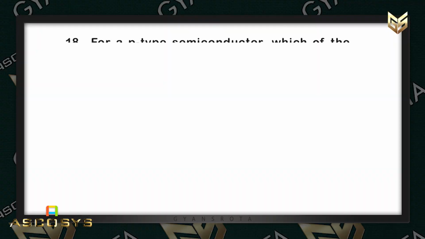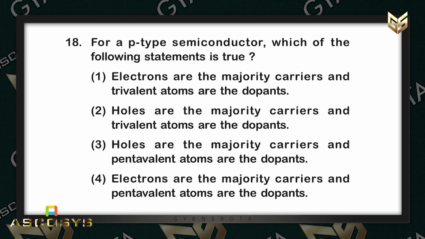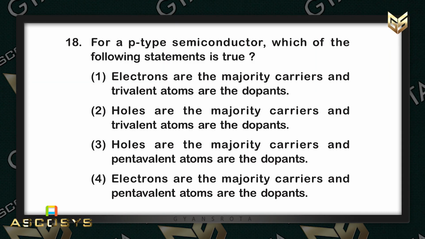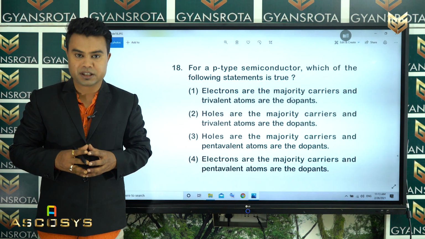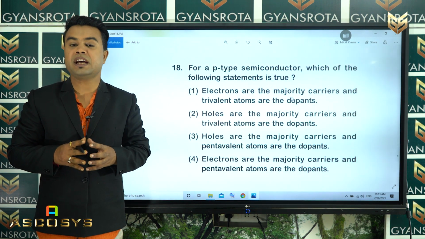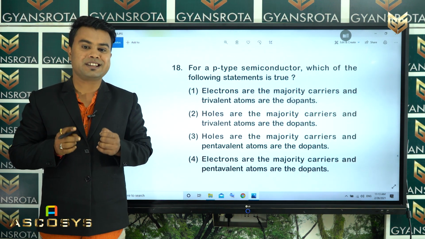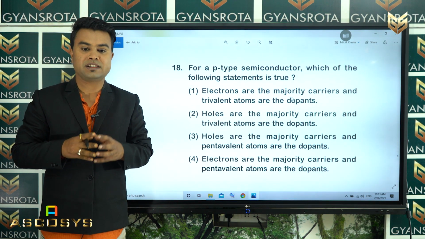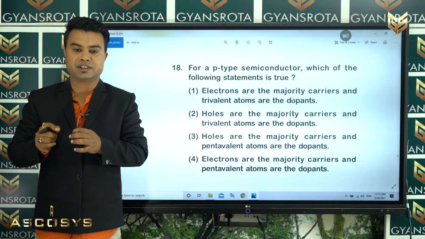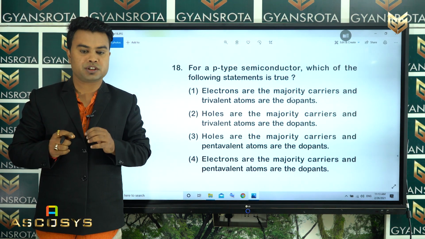It says, for a p-type semiconductor, which of the following statements is true? You have to visualize p-type semiconductor at first. What do you have in p-type? Mostly are holes. Majority carriers are holes, minority carriers are electrons. Okay, let us see the options now. Electrons are the majority carriers. Cancel number 1, it is not true.